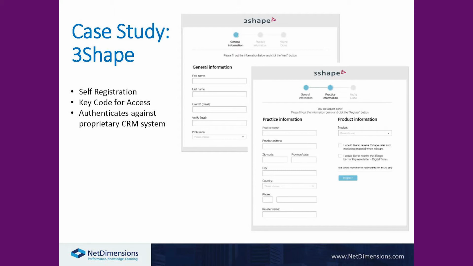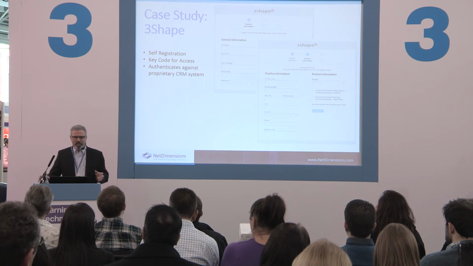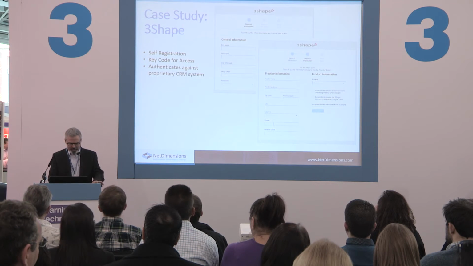Similar to Digicel, there's a registration that they access via key code, authentication code, and it authenticates against a proprietary CRM system that also has their passwords for accessing the software for the actual product. And this is helpful because it means they'll only have one password for both systems. And you can imagine that'll alleviate a certain amount of headache.